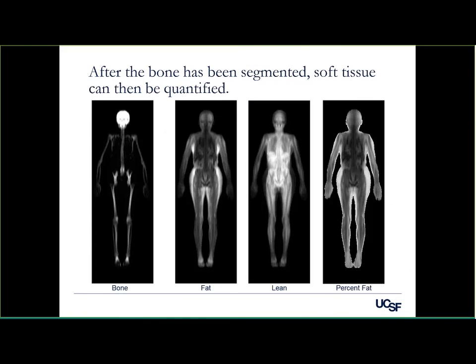That's the DXA magic. And you end up with something like this. These are not the images that you standardly get off a DXA image. These are what my group created, which are full images of either bone, fat, lean, or percent fat. And once you can do this, it enables you to do all sorts of things.